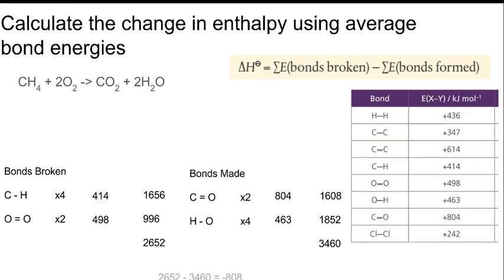And then I just look at my formula. I take the bonds broken minus the bonds formed, and I get negative 808. This should be an exothermic reaction. And that makes sense because we are combusting methane, so we're burning something, and it should be releasing energy.